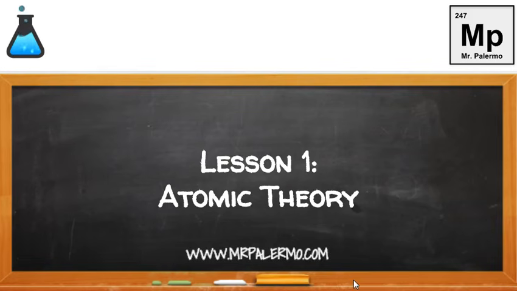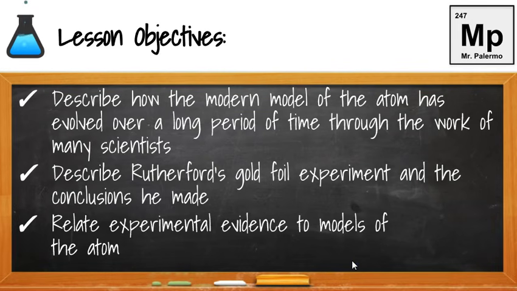Welcome to lesson number 1 on atomic theory. Our lesson objectives: describe how the modern model of the atom has evolved over a long period of time through the work of many scientists, describe Rutherford's gold foil experiment and the conclusions that he made, and relate experimental evidence to the models of the atom.